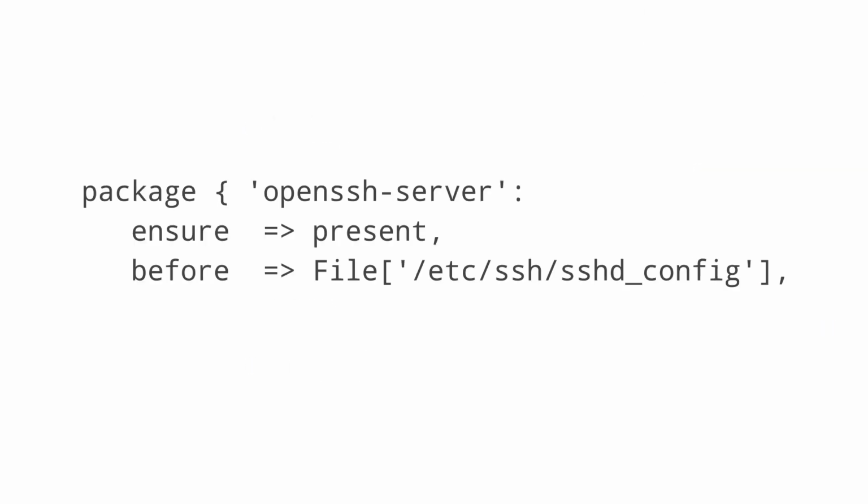This example is a resource declaration for a package resource using the before metaparameter. The target resource is a file. Here, the package resource would be applied before the target resource.